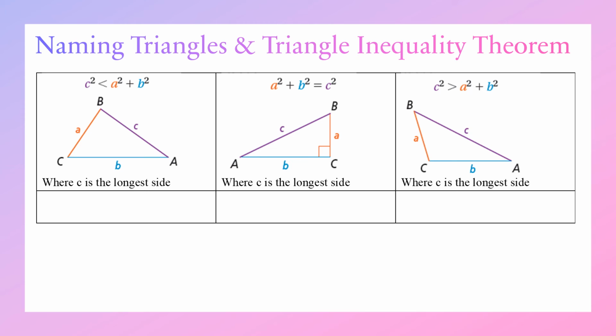Okay, naming triangles and the triangle inequality theorem. For these types of triangles, if you do your a squared plus b squared and it is greater than c squared, it means it's an acute triangle. In an acute triangle, all of your angles are less than 90 degrees. A right triangle would be when it equals c squared, so your two sides squared equals c squared, and c is always going to be your longest side.